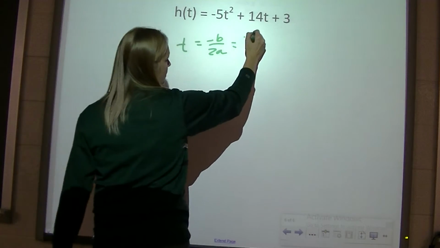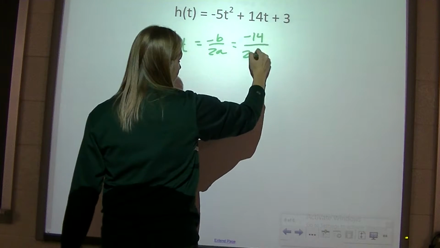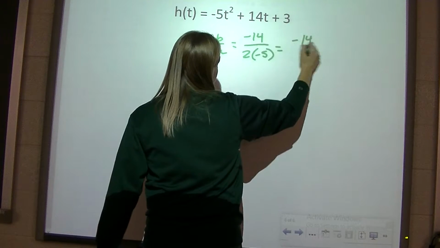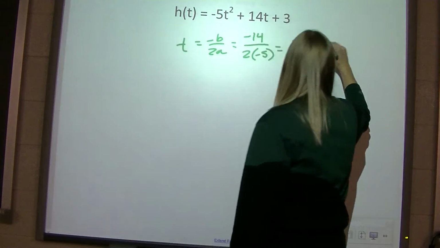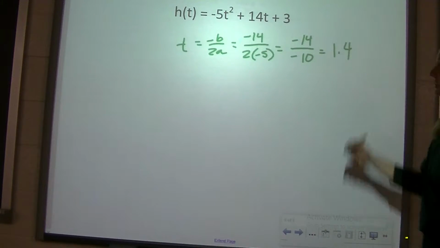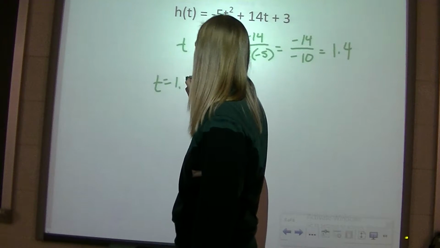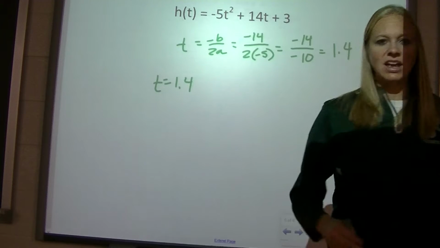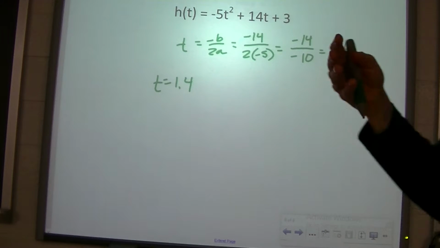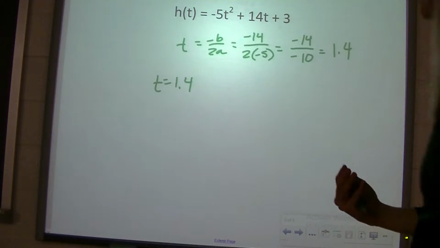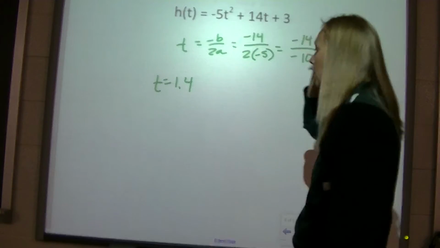So opposite b will be negative 14 over 2 times negative 5. So we end up with negative 14 over negative 10, which, a negative divided by a negative is a positive, so we have positive 1.4. So time is 1.4. What that's saying is that at 1.4 seconds, that's when this ball is going to reach its maximum height, when it's thrown straight up into the air.